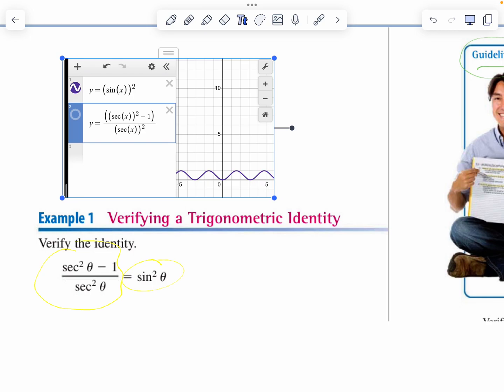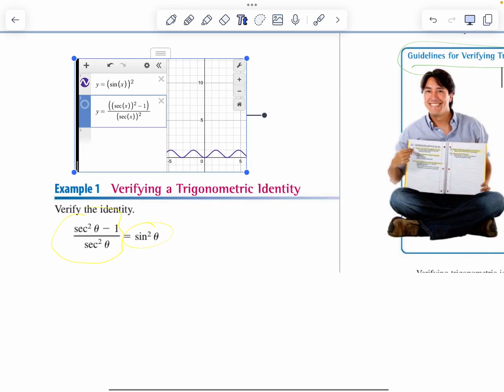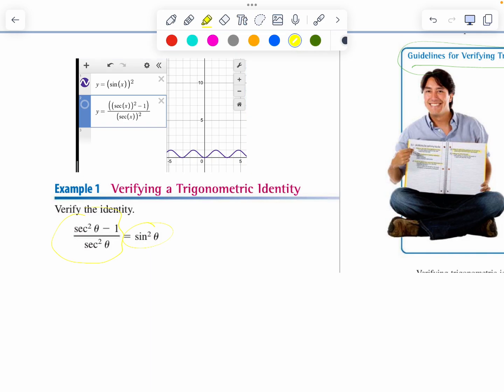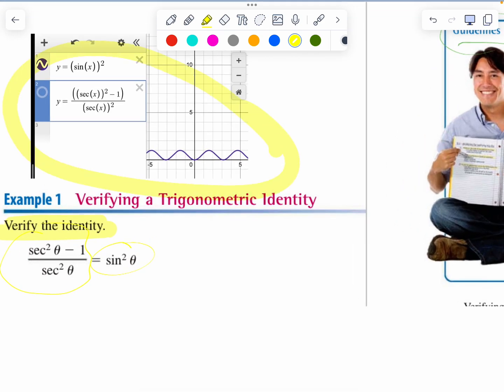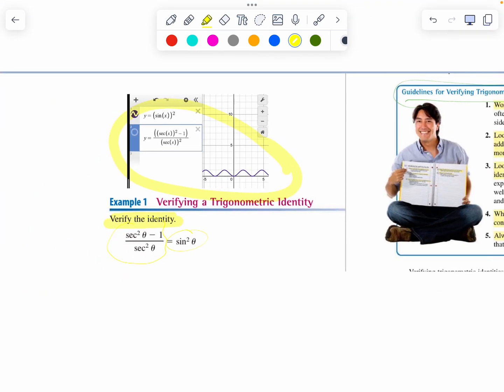So this is the only problem I'm going to do this for. In the future, I'm not going to graph them. But I want you to understand, when they say verify the identity, they're telling you that if you graph the left side and the right side, they're going to be on top of each other. So this is the only time I'm doing that. All right.